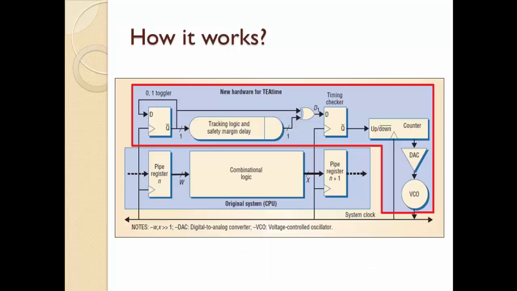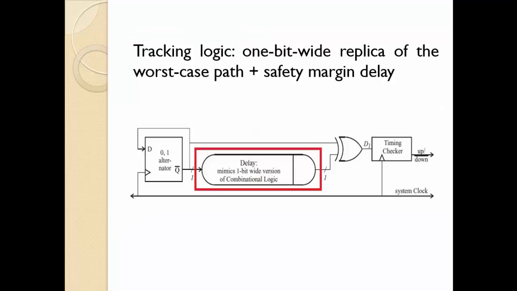How Teatime works. Here is presented the Teatime block diagram, which is formed by a tracking logic plus a safety margin delay, a toggle flip-flop, an XOR gate, a timing checker flip-flop, an up-down counter, a digital to analog converter, and finally a voltage-controlled oscillator. The tracking logic is used to mimic the worst-case delay in synchronous systems. It's a 1-bit wide replica of the worst-case path in the system, with a slight delay added to it that provides a safety margin for the system.